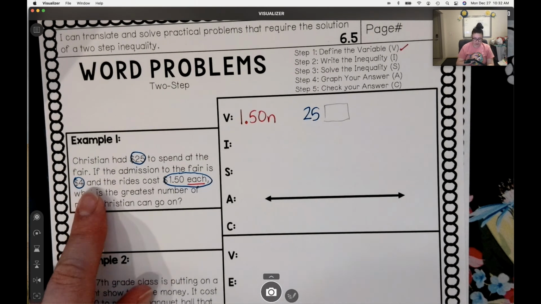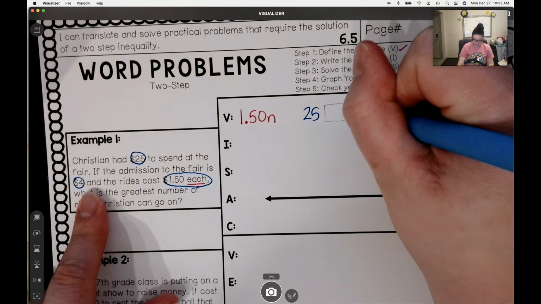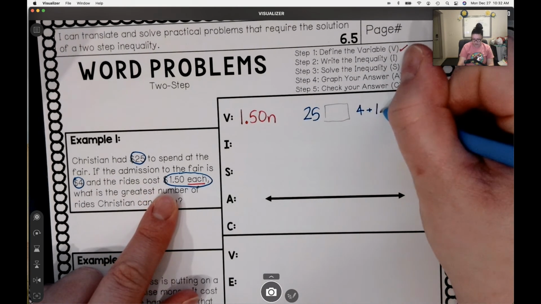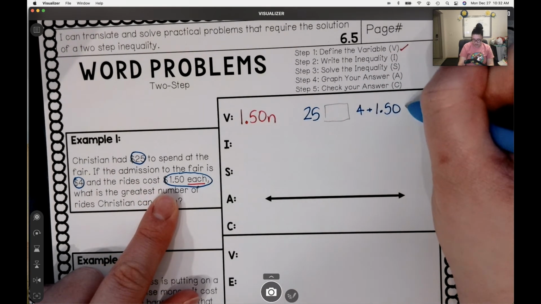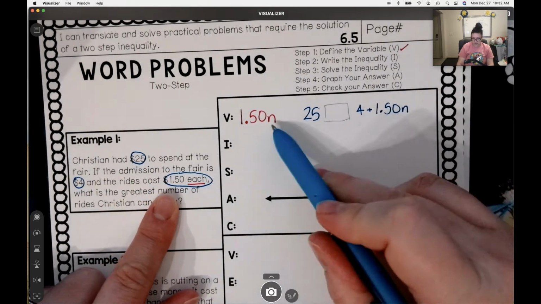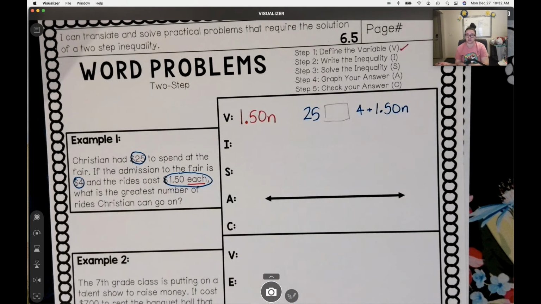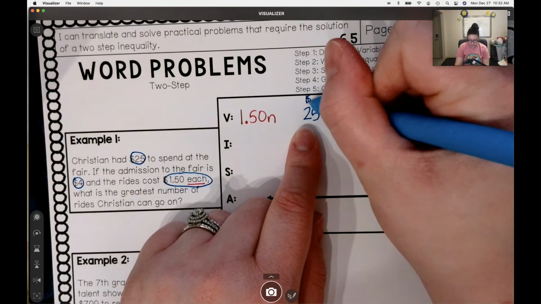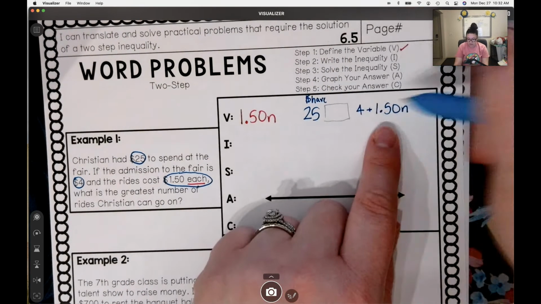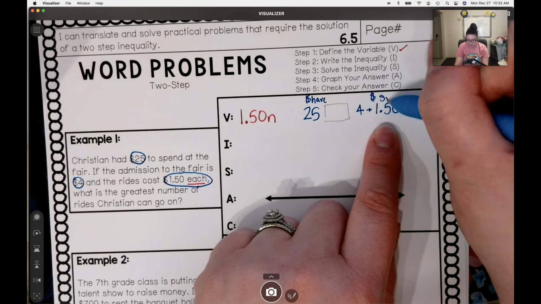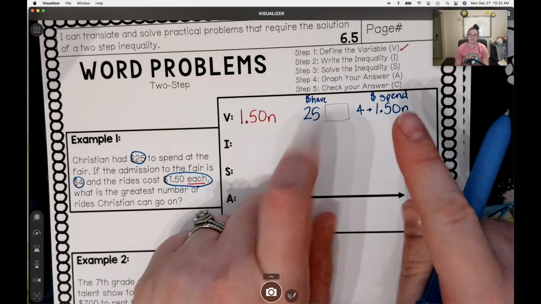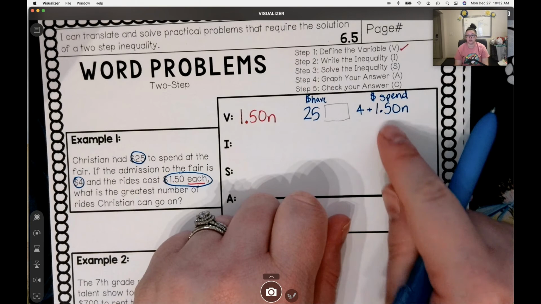We have the $4 plus the $1.50 n for how much rides are going to cost. One side, that's how much money we have. And the other side is how much money we're going to spend. That's my 2 sides: what we have, what we want to spend.